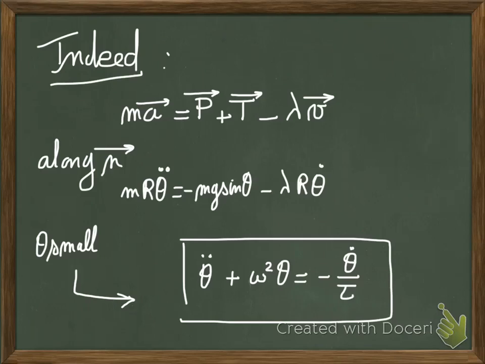But let's say that we can describe it due to the fact that we have seen that exponential minus t over tau is doing the job. Then along the n vector, the differential equation comes to the classical one with correction, that's minus lambda r theta dot. And when we say that theta is small, then we come to this classical differential equation, theta double dot plus omega square theta equal here minus theta dot over tau. So the question is, do we have to take that into account?